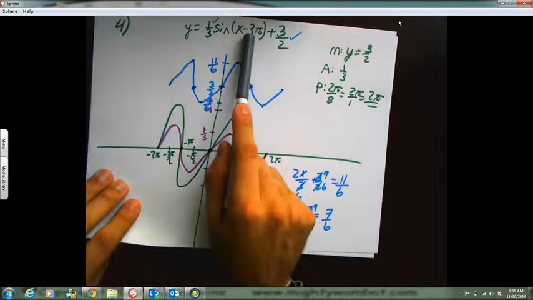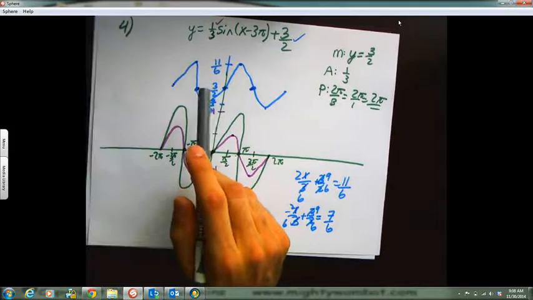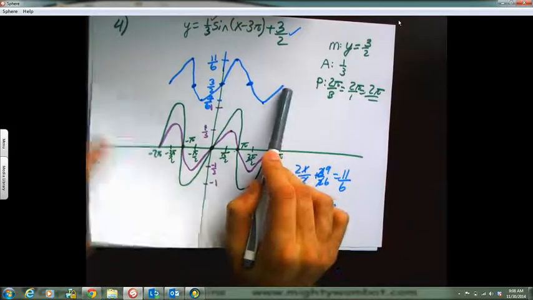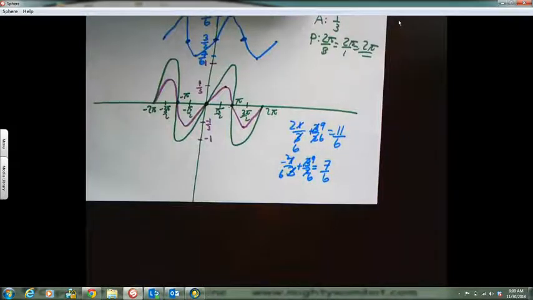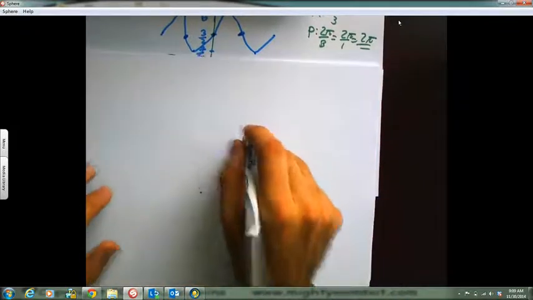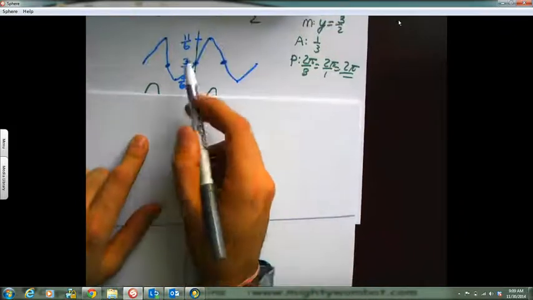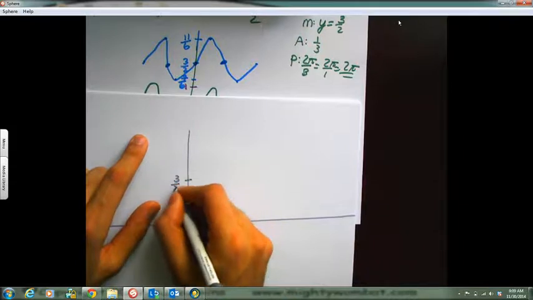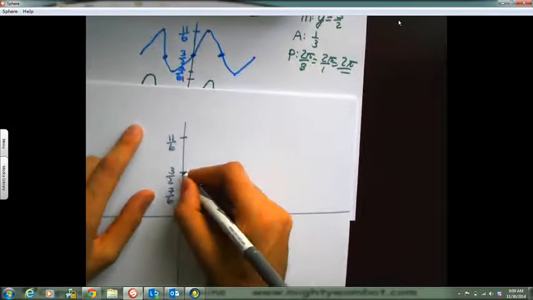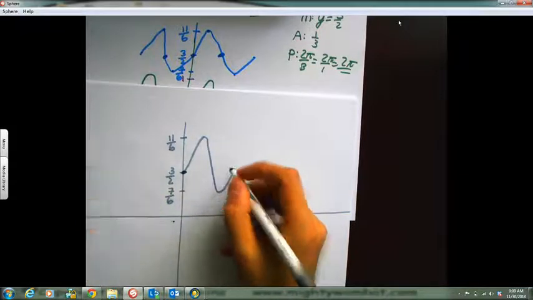I'm going to draw myself a new axis, so I'm going to redraw the blue on a new axis. And because I'm only going to shift this part here, I'm only going to focus on the positive side. So let me redraw this positive blue on another axis. Let me draw my axis here in gray. And we have 3/2 at 0. Then we have 7 over 6 down here, and we have 11 over 6 up here. So we go 3/2, we come up, down, up, and I only want to draw the positive side.